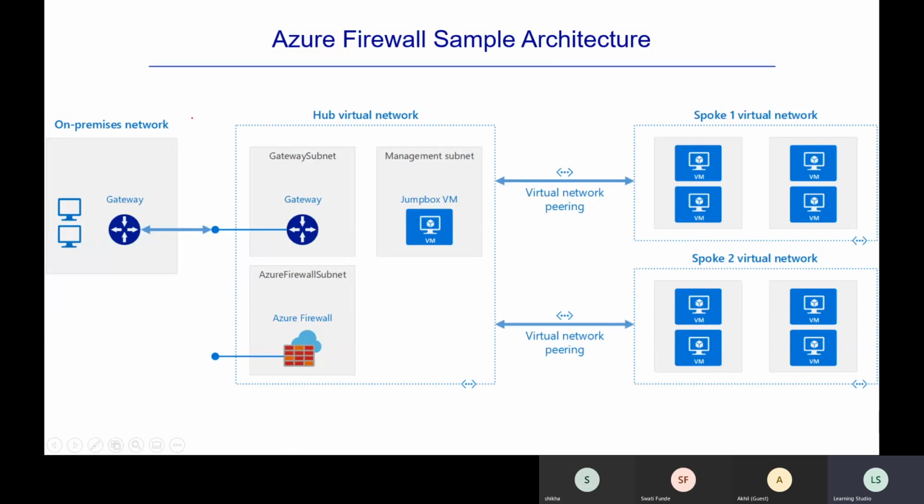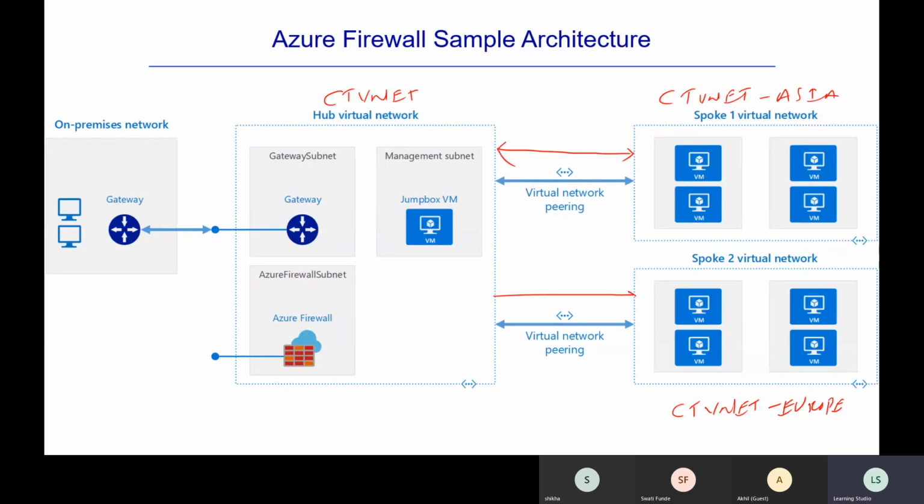So this is our hub virtual network, which we call CT VNet. Then we have CT VNet South Asia as a spoke VNet, and we have CT VNet Europe as another spoke VNet. Okay, and then we have a connectivity setup between our CT VNet and CT VNet Asia via VNet peering, and the same thing goes with CT VNet and CT VNet Europe. Okay, now the connectivity has been established.